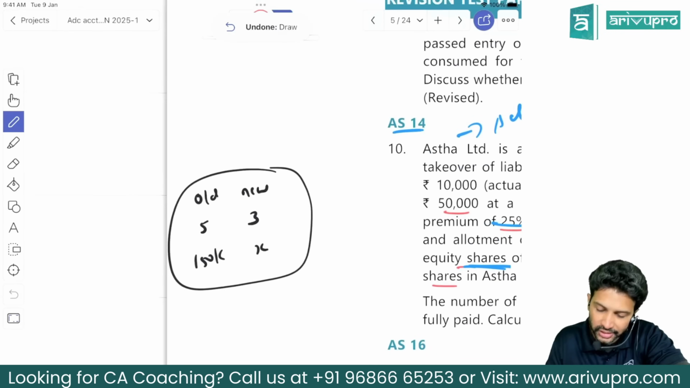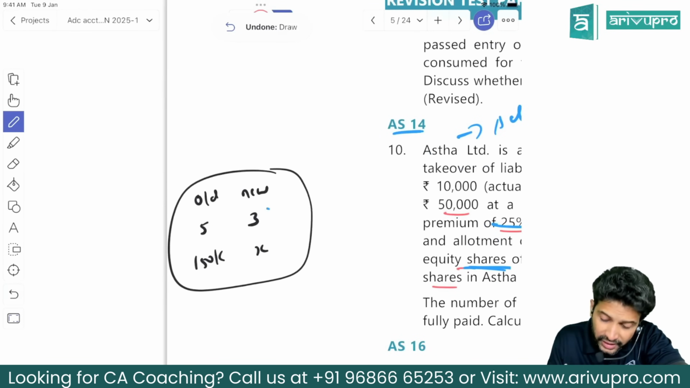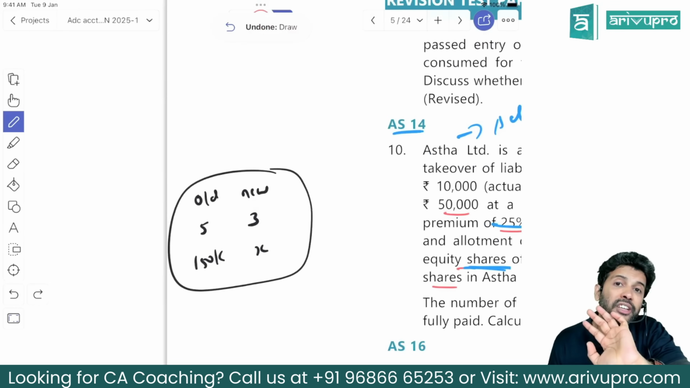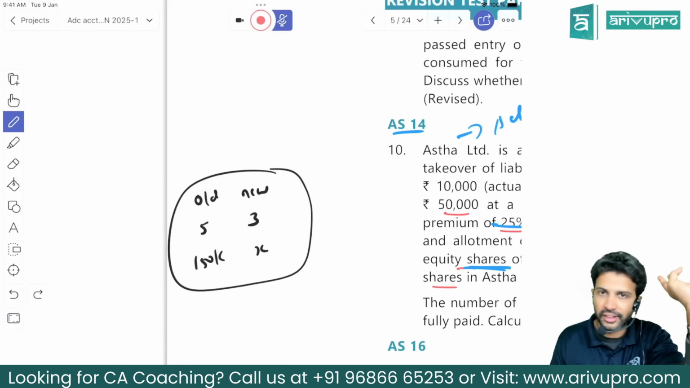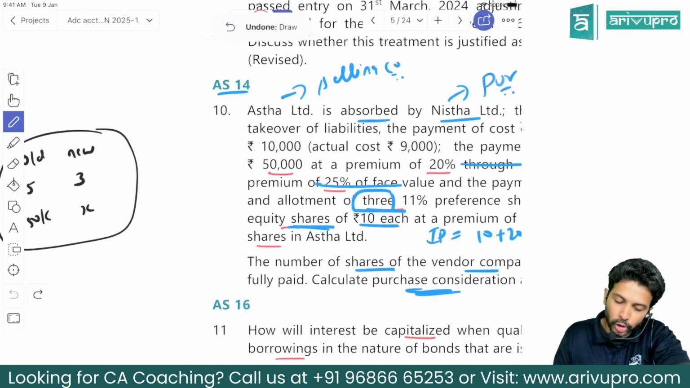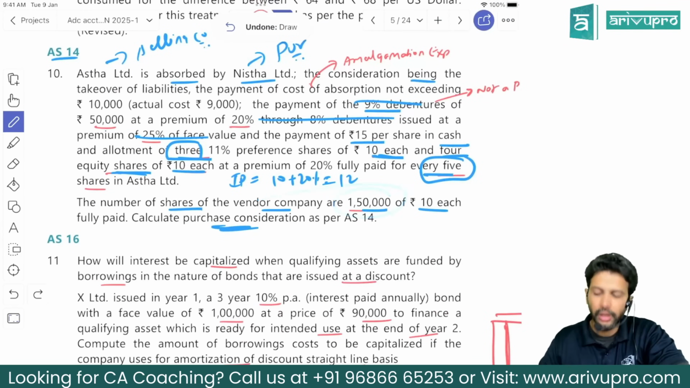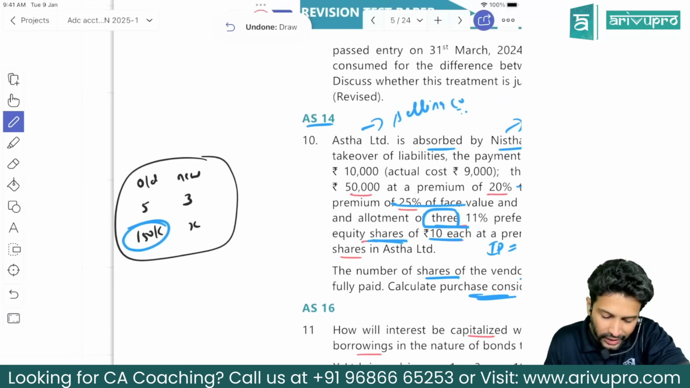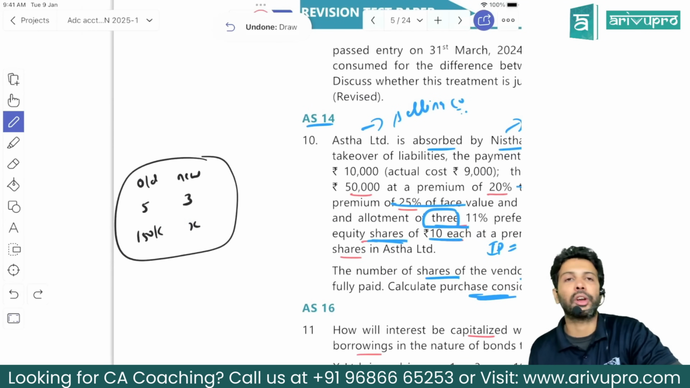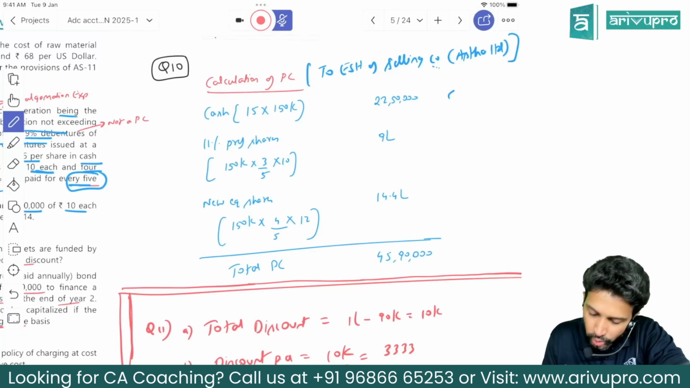So the arrangement is like this. If the equity shareholders have 5 shares in the old company, then they will get 3 new preference shares of the new company or purchasing company. Comfortable? If you have 5, you will get 3 new preference shares. Check how many shares we have in the selling company. 1,50,000. That's the proration. If you prorate, what are you going to get? 1,50,000 into 3 by 5.